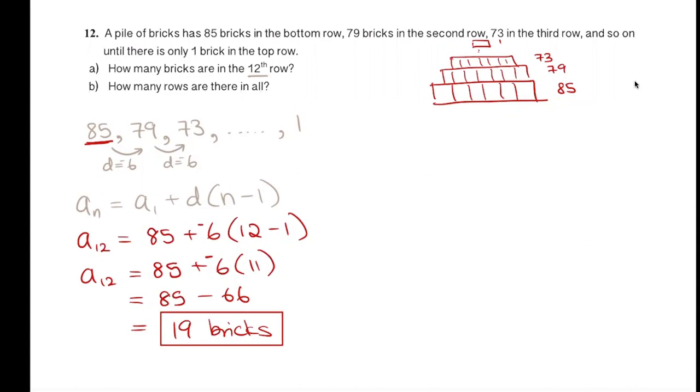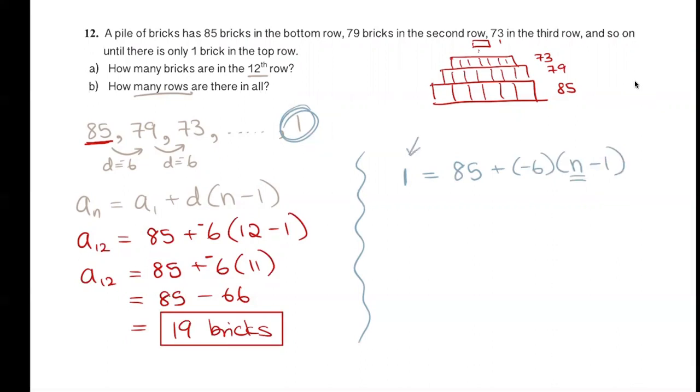Okay, part B, how many rows are there in all? That means I want to figure out what n is going to be if my last row has just 1. So my last row is 1, and I want to figure out what row that 1 is. My first row is 85. My common difference is 6. And I need to figure out what row is that last one where I only have 1 left. So we solve for n.